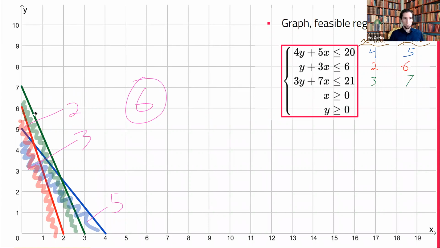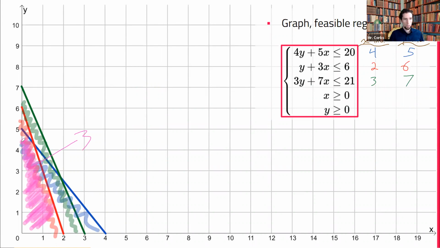Region 2 includes red and green, but does not include blue. So that's not all of them. Region 5 here only includes blue. It's missing the red and the green. Region 6 doesn't include any of them, so that's a bad choice. The final one is just 3. That's the only one that includes the shaded area for all of them. So that is our solution space.